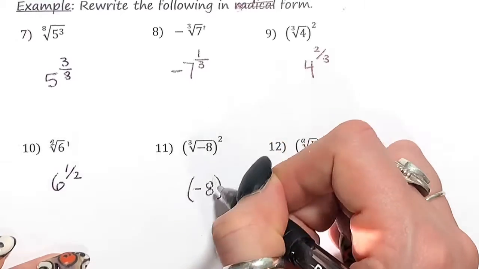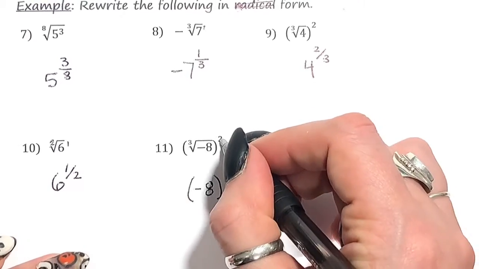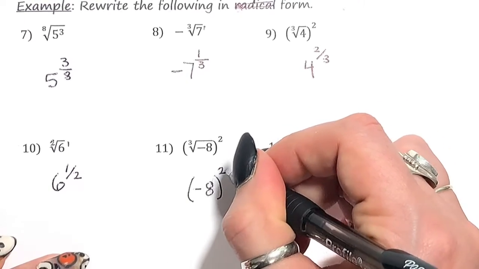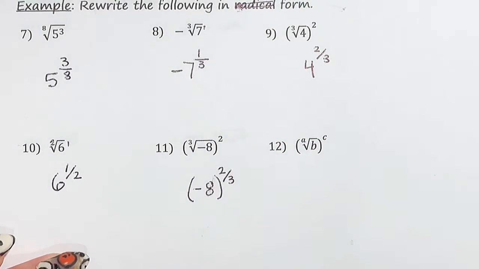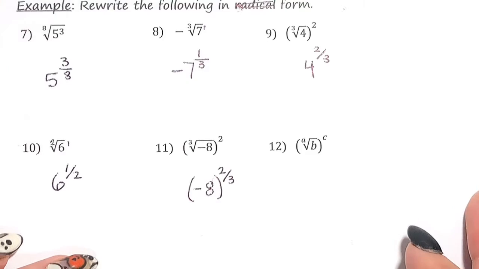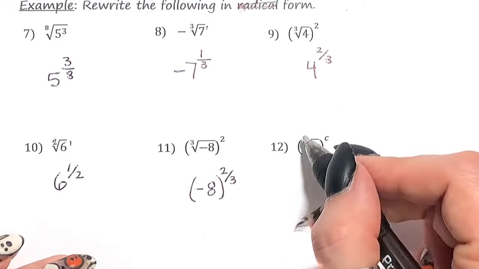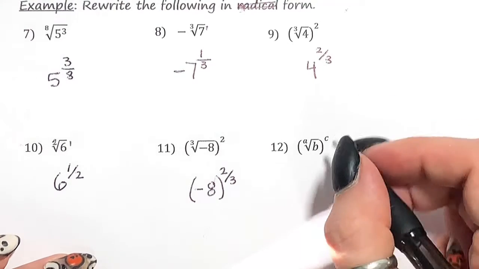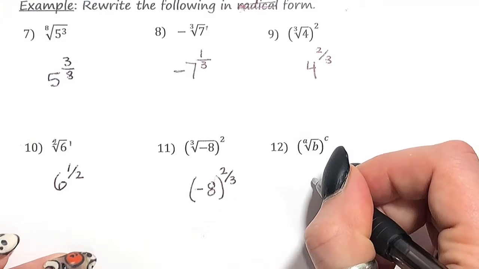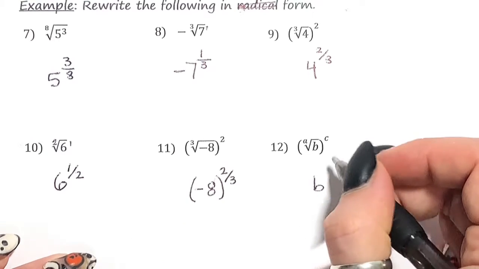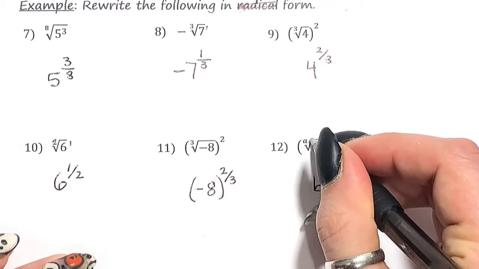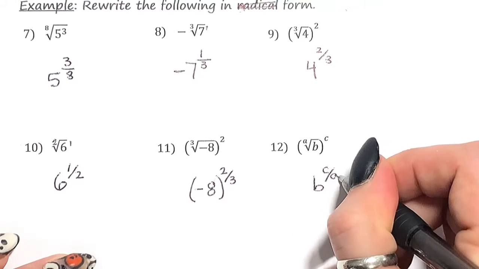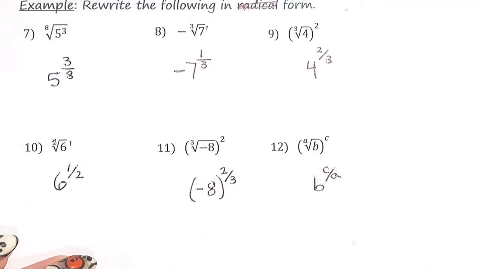So once we have the parentheses around it, we can do our exponent. The power goes on the top, and the root type goes on the bottom. So we get negative 8 in parentheses to the power of 2/3. And then this one's just with letters, but it works the same way. Take your base, which in this case is a B, and then we're going to do a power of C over a root A, and that would be your answer. So not too bad, right?